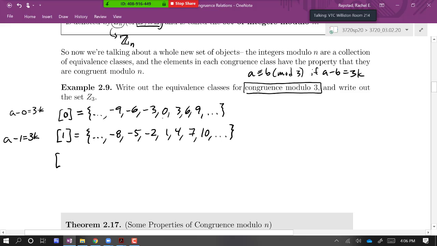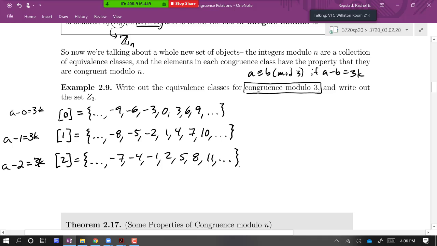2 is not represented in either of these sets, so we'll find the equivalence class of 2. If you're related to 2, that means A minus 2 is some multiple of 3. Or in other words, if you do a little algebra, A is going to be 2 more than a multiple of 3. So that brings us to negative 7, negative 4, negative 1, 2, 5, 8, 11, and so on. Each of these sets is infinite.